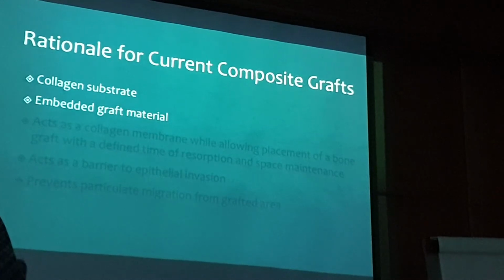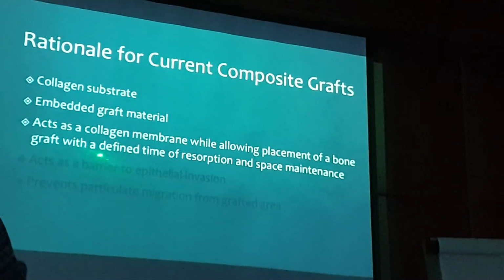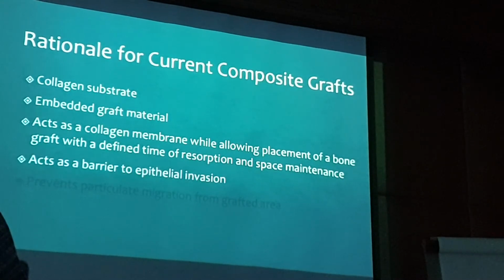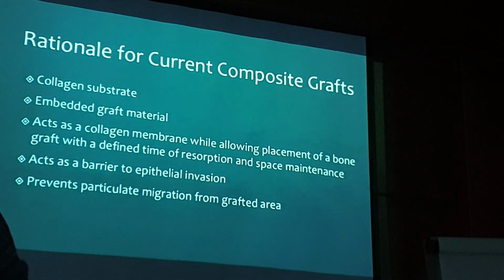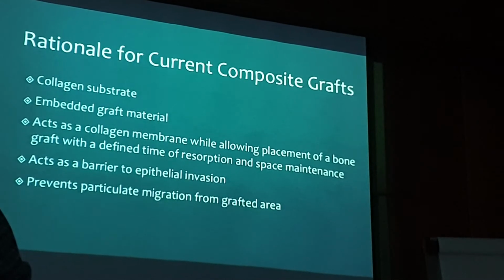So you should have one that has an embedded graft material, because it acts as a collagen membrane by allowing the placement of bone graft and maintaining a space. All the things that you were doing with all of these things put together come in one product now. It acts as a barrier to epithelial invasion, and it prevents migration of the particulate. One of the reasons why we use a collagen membrane over particulate is we prevent extravasation, we prevent loss of bone graft, we prevent salivary contamination, and we prevent fibroblast invasion of the graft material. All of this in one product if you simply infuse with autologous plasma.